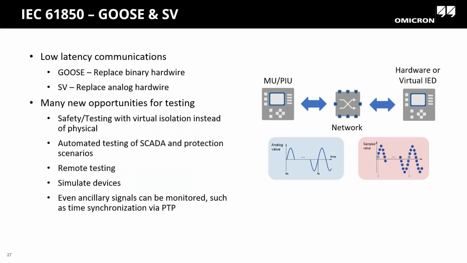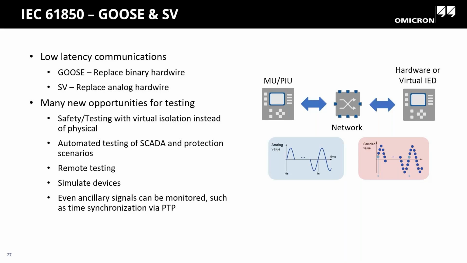So GOOSE and sampled values are two protocols as well. MMS is a protocol inside 61850. GOOSE and sampled values are two other protocols inside of 61850. The difference here is that GOOSE and sampled values were created to be incredibly low latency so that you could replace actual hardwired communications in between relays.